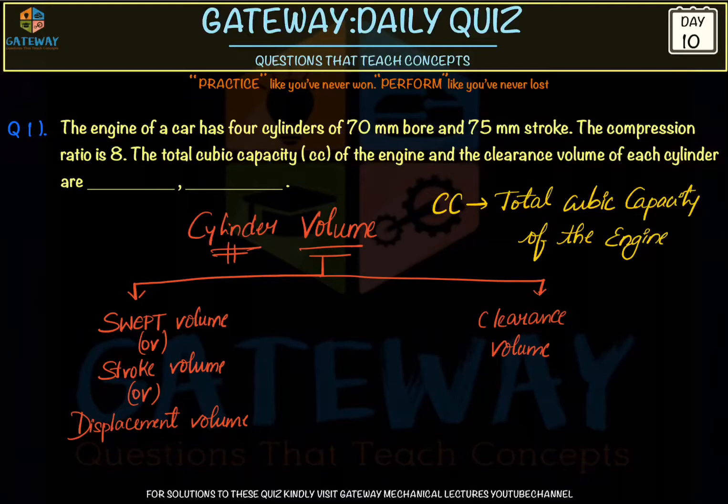If it is asked for the cc of the engine, then we have to include all the cylinders and calculate the swept volume, or the stroke volume, for all the cylinders. That is the amount of air that the engine can breathe in while moving from top dead center to bottom dead center, called the swept volume, and the total of all the swept volumes of the complete engine is called the cubic capacity of the engine.